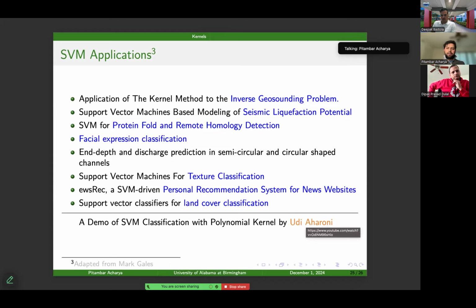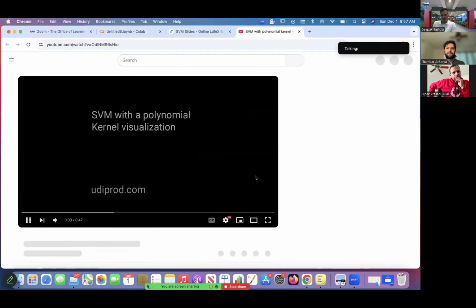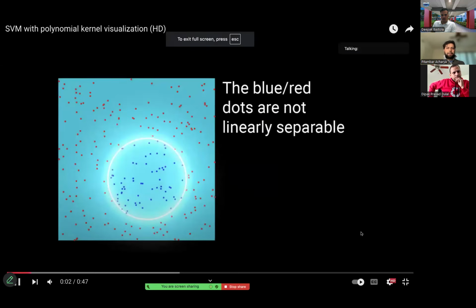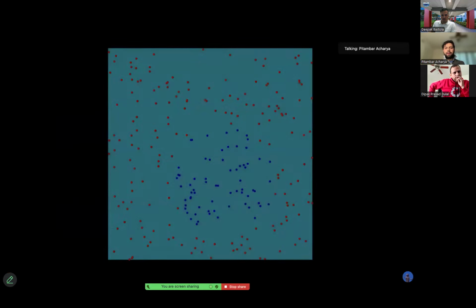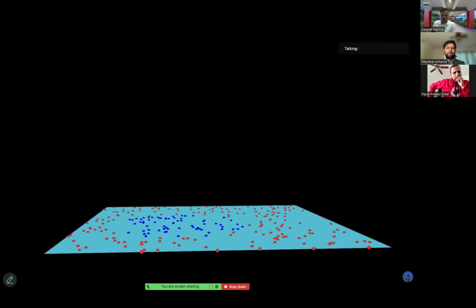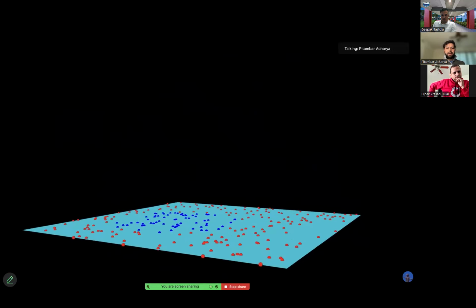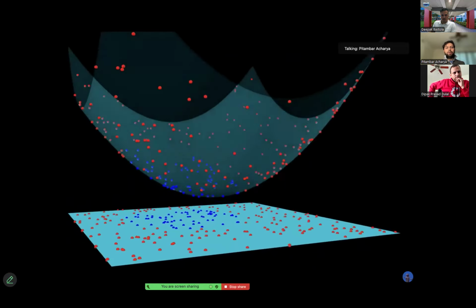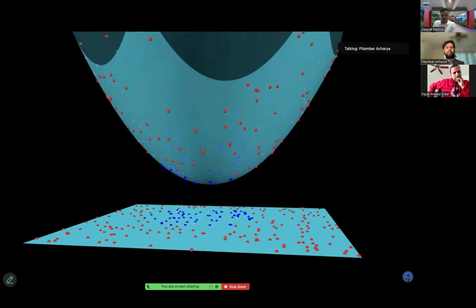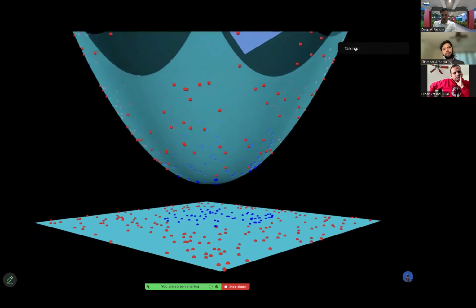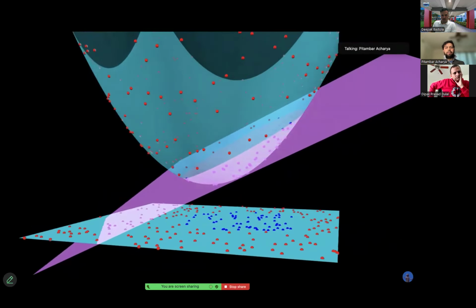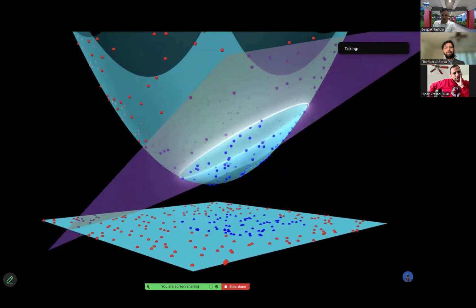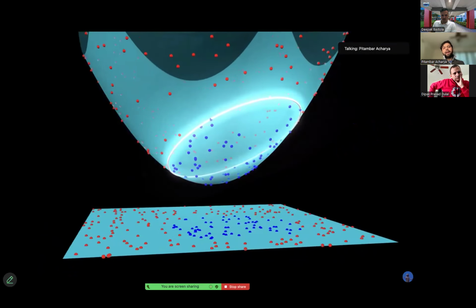So let's see this visualization. Here, blue and red dots are binary data, and we use a polynomial kernel. This is a simple two-dimensional space. Now we project this into multi-dimensional space. It's like a paraboloid, and that's a hyperplane. Now the hyperplane can separate the two levels of data, two classification data, binary data, easily.